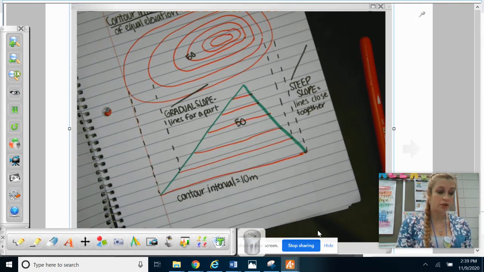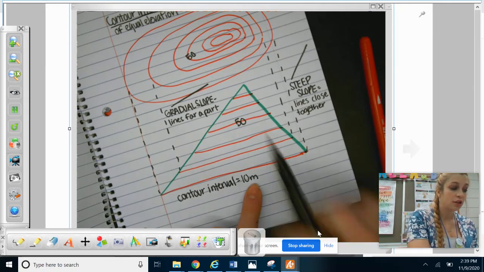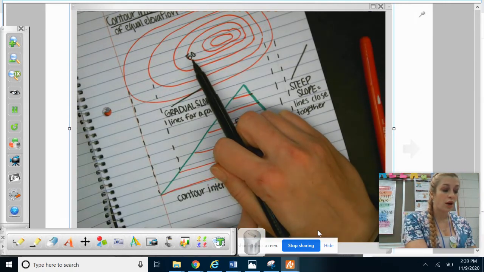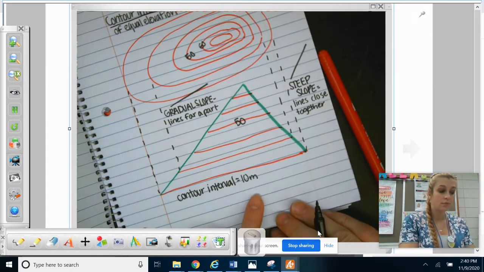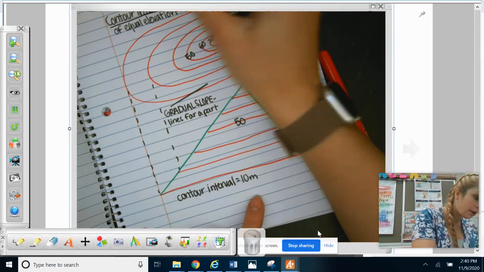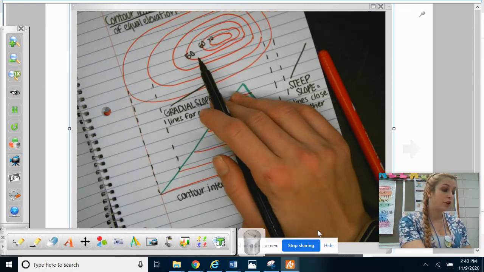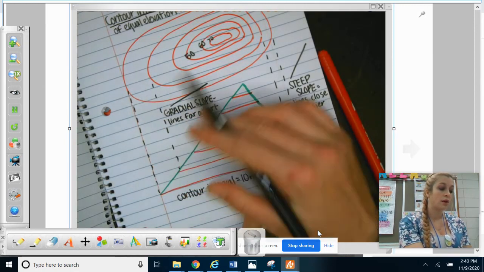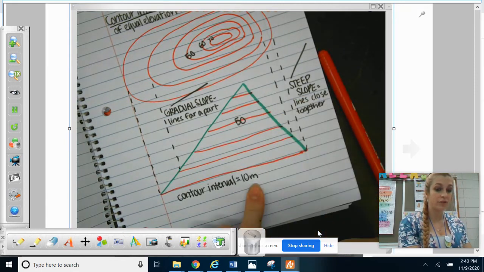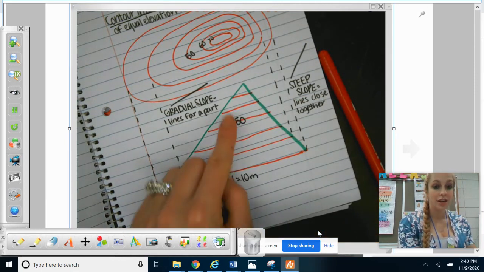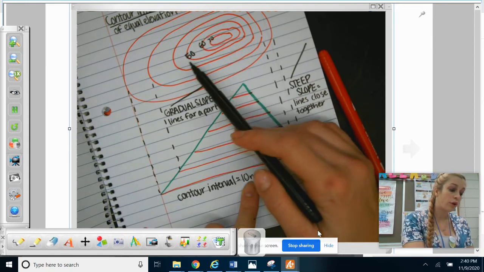Now, if you know this one, you know that when you go from 50 up, you're increasing by 10 meters. So say we're standing at 50 meters. We walk up to here, we went to 60 meters. If we go up again, we go to 70 meters. But what if we're standing at 50 and we are ready to turn around and we are going down the mountain? Then instead of adding 10, we subtract 10. Our interval tells us how much the change in elevation is for each line. So my change is either positive 10 or negative 10.